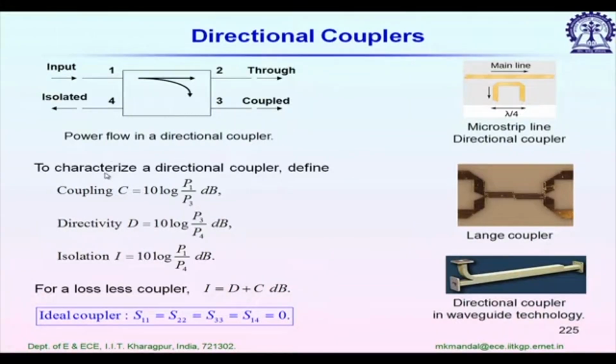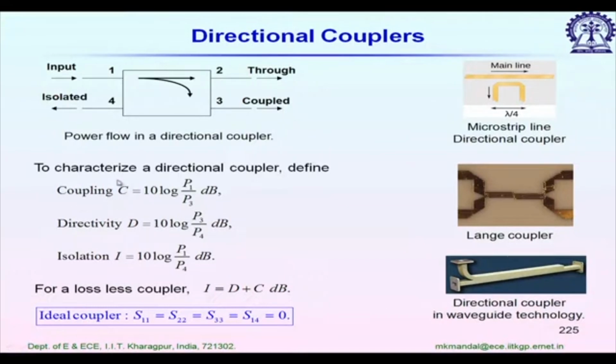Let us say you are transmitting through one antenna and you want to monitor the power level. In that case we can use one directional coupler, and they also have some other uses. Some important parameters like coupling C.